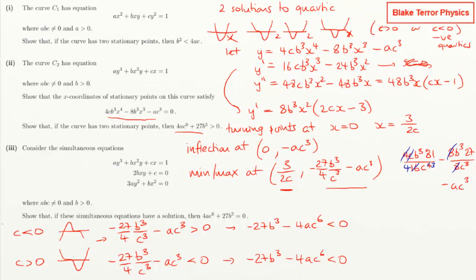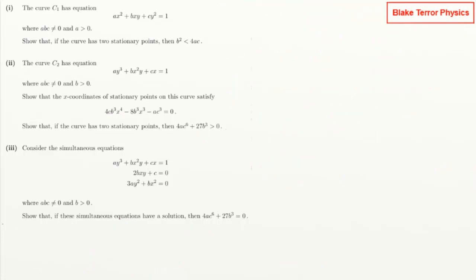Right, so now we're on to these simultaneous equations. So in part 3, let's get a blank sheet up for that. Consider these simultaneous equations. Right, so that's given us the same one here. A, B, C not 0, B is greater than 0. So it's the same setup that we had here. Show that if these have got a solution, then we've got that thing holding.